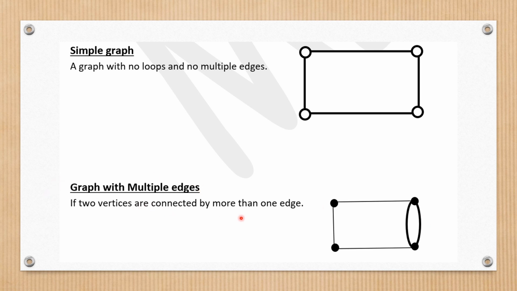Here, this is called a graph with multiple edges, if two vertices are connected by more than one edge. So this is it. These two vertices are connected by two edges. This one and this one. So we call it a graph with multiple edges.